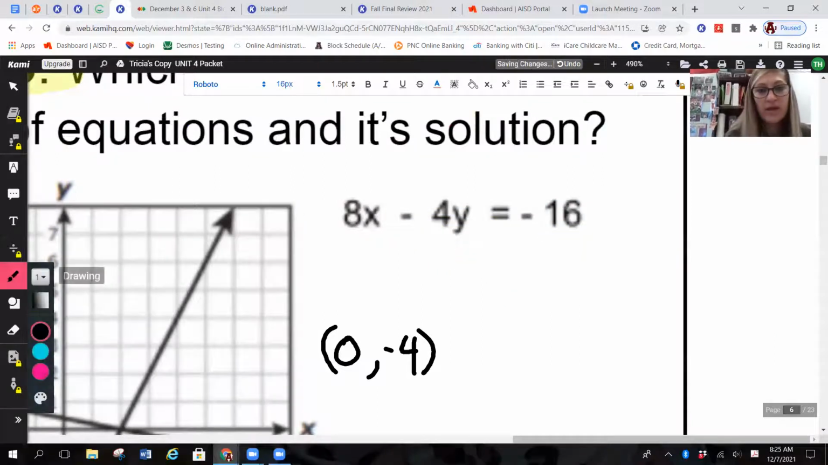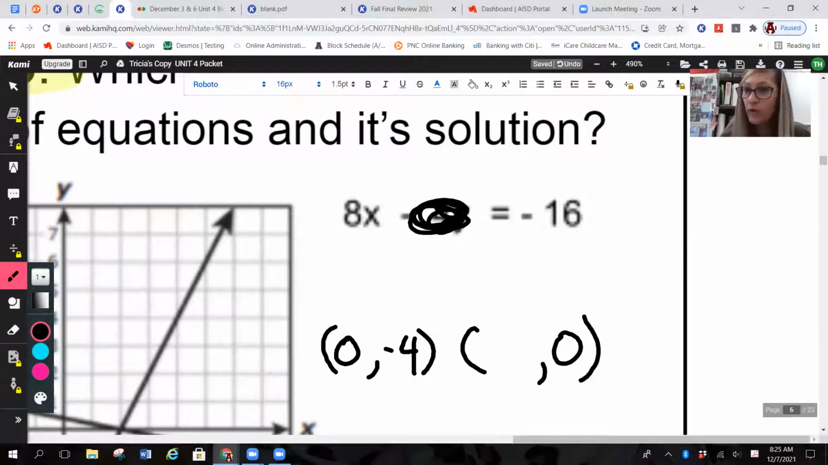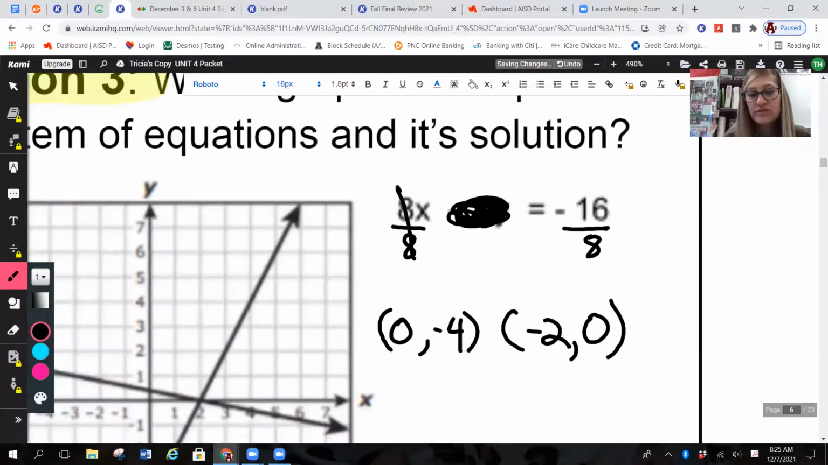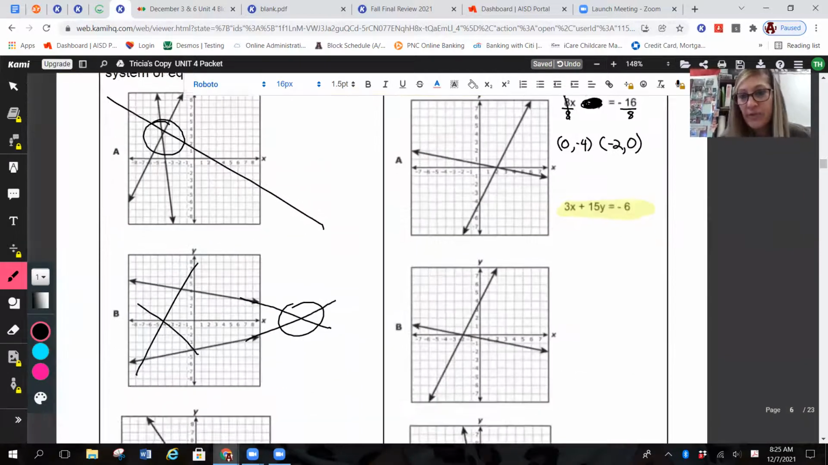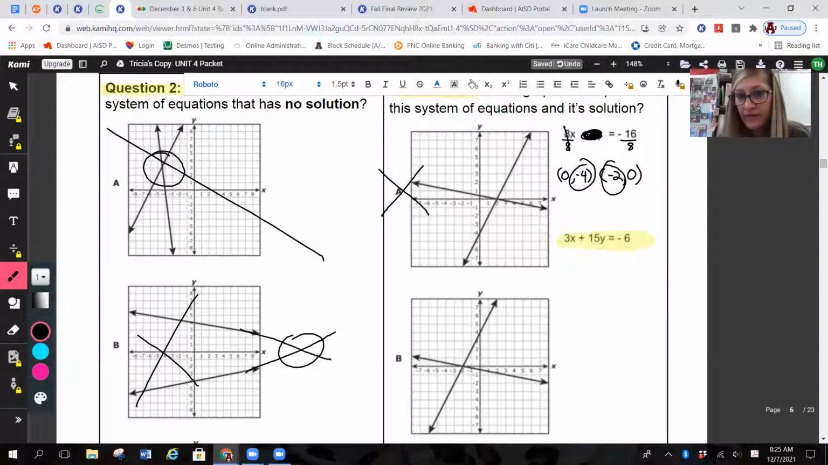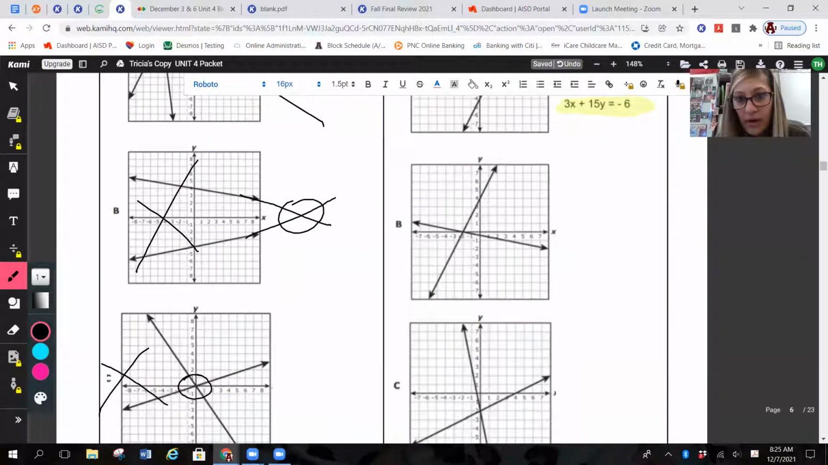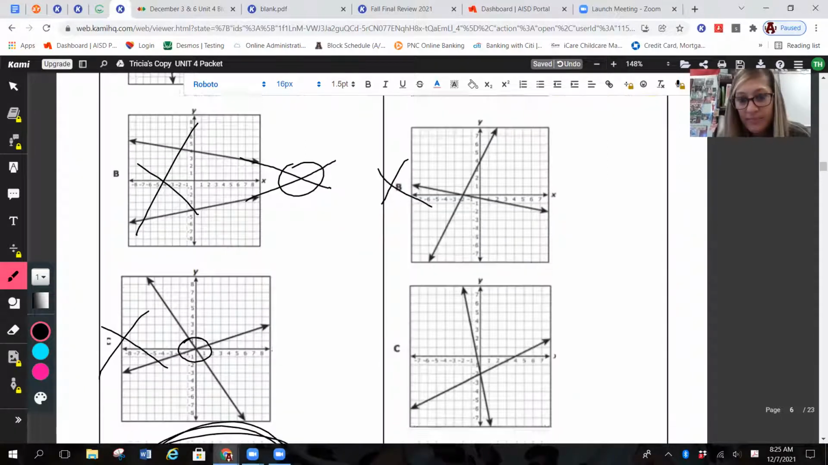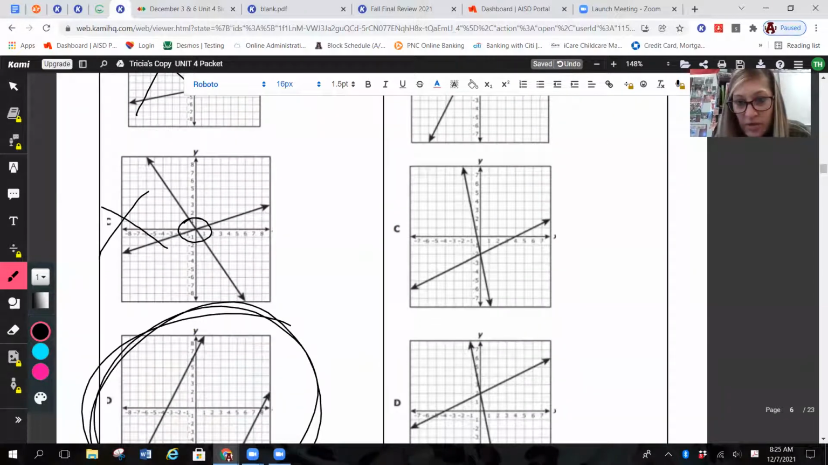And then I'm going to cover up the y. When I cover up the y, I got to put a 0 for the y. I'm covering it up. I'm making it 0. I will divide by 8. My x-intercept is -2. So I'm looking for a line with a y-intercept of -4 and an x-intercept of -2. So can't be A, because I need a negative and a negative. I have a -2 and it can be B. I have a -2.